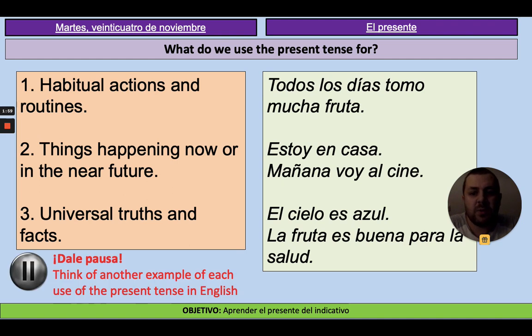Okay, so pause the video now and think of another example of each use of the present tense in English. Okay, hopefully you thought of some uses there of the present tense.